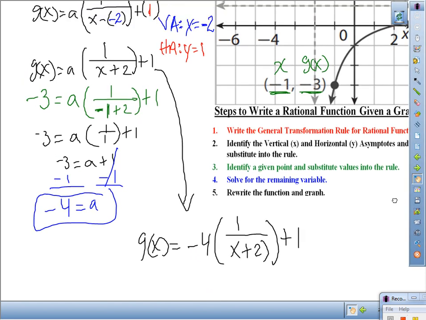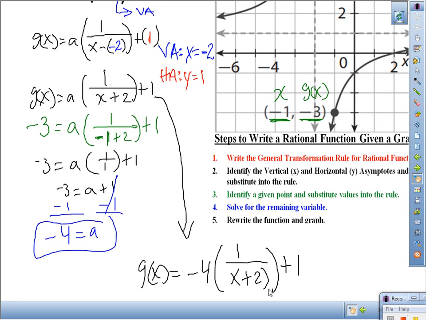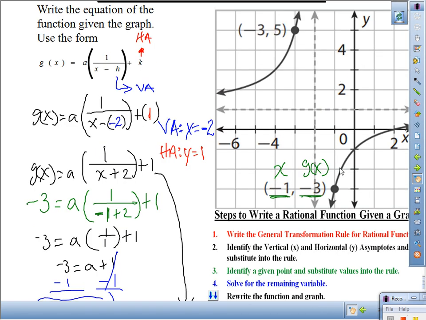Now, let's see if it's true. What is my asymptote here? The vertical, -2. Is it going through -2? Yes. What is my horizontal? 1. Is it a negative? That means it's inverted? Yes. It's down here and up here.